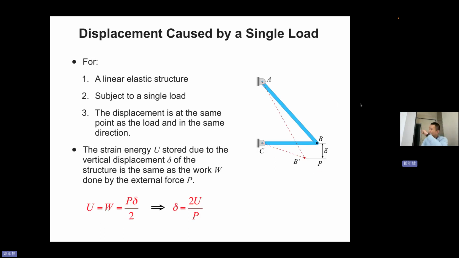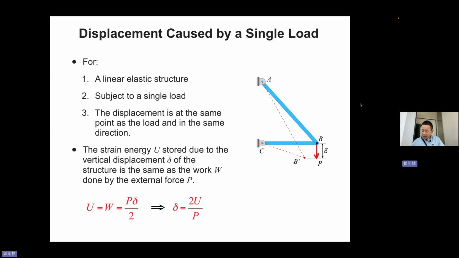Next one will be a little bit difficult. I would like to put some emphasis on this. It's called displacement caused by a single load. Wow, this needs a little bit of your imagination. When the material is linear elastic, okay, and subjected to a single load, only one load here.